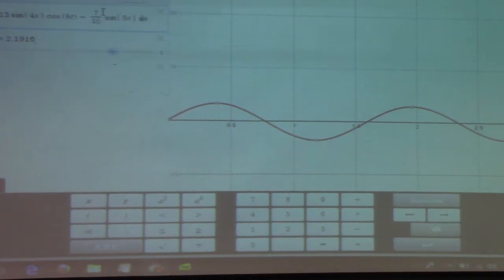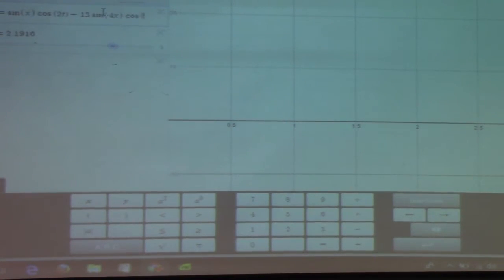Whoa, that's quite a thing, huh? I want sine of x squared plus t squared, cosine 2xt.